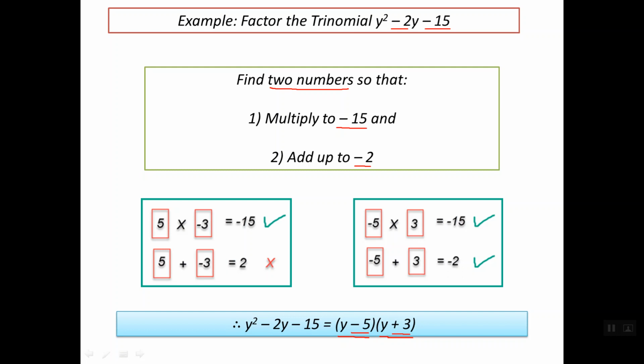That's all about the factoring of the quadratic trinomial.